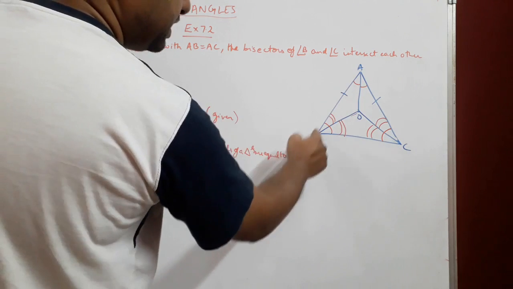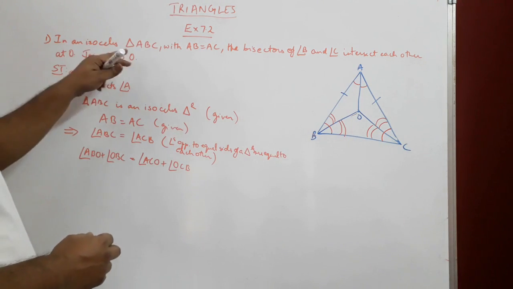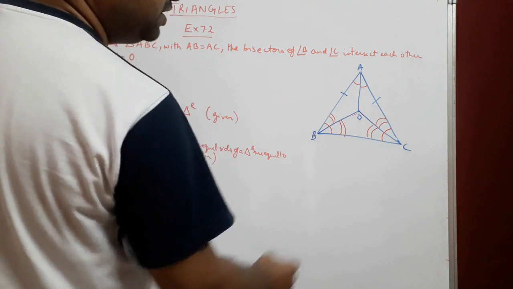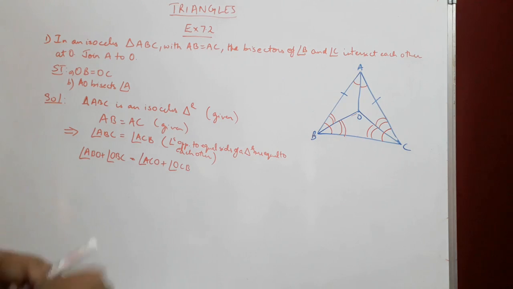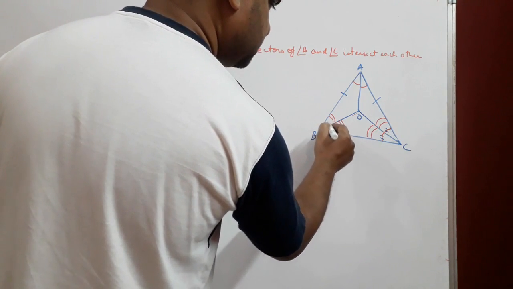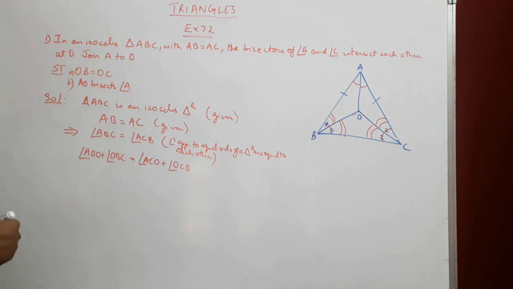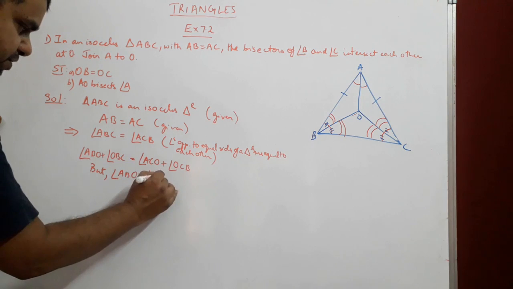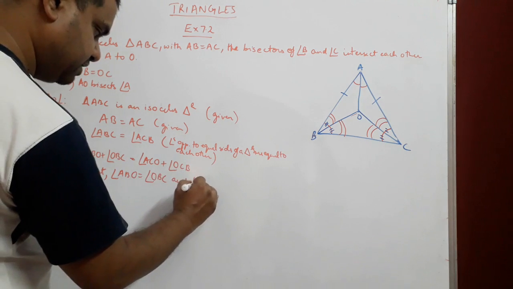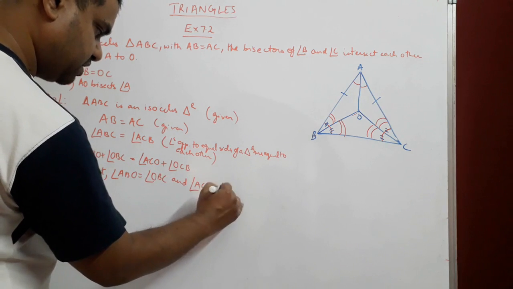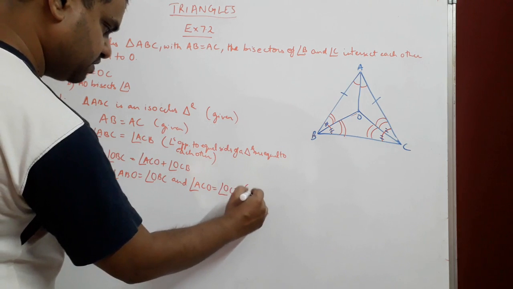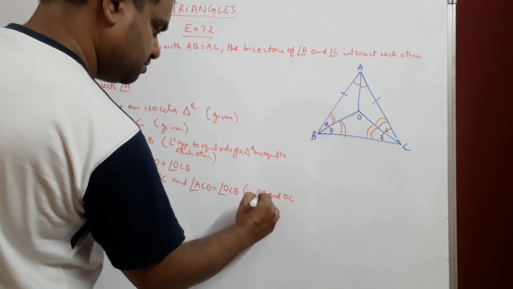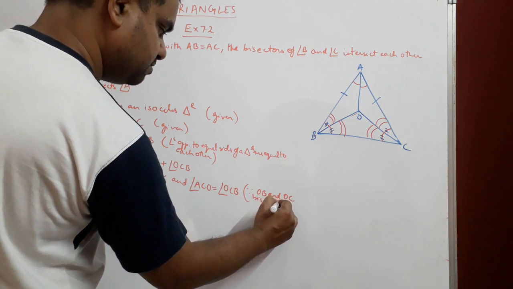Now, we know that OB bisects angle ABC, as given in this question, and OC bisects angle ACB, which means that these two angles have to be equal to each other. So we'll say angle ABO is equal to angle OBC, and angle ACO is equal to angle OCB, since OB and OC bisect angle B and C respectively.